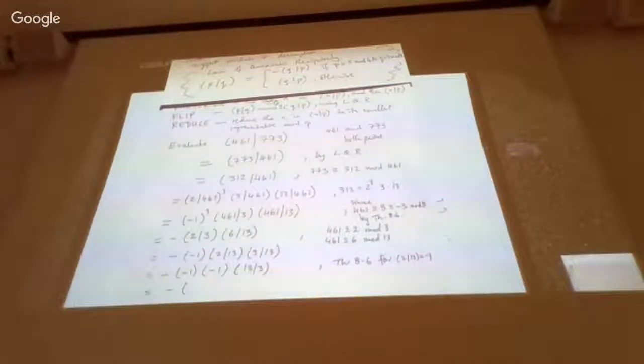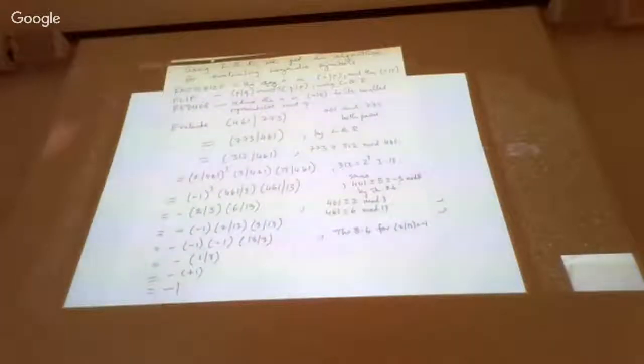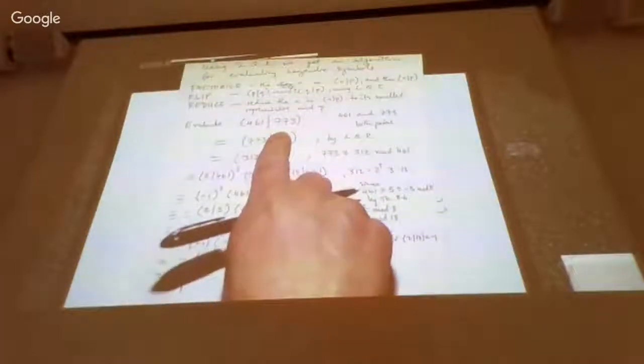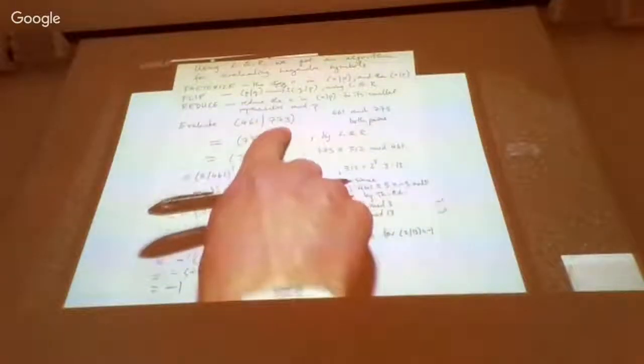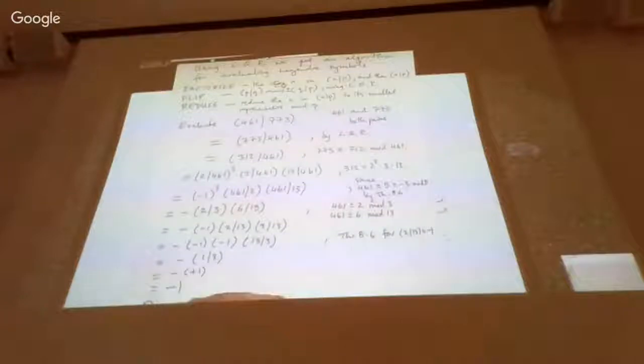Reduce 13 modulo 3, what is it? 1. Is 1 a quadratic residue modulo 3? Yeah, 1 is 1 squared. So it's plus 1. So in other words, the total is minus 1. What is minus 1? It's the thing we started with, (461/773). So apparently 461 is not a quadratic residue modulo 773.